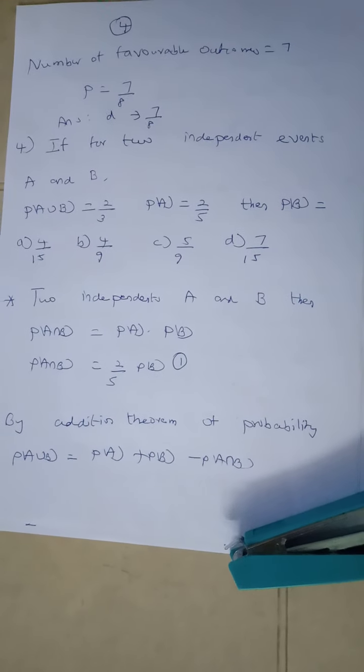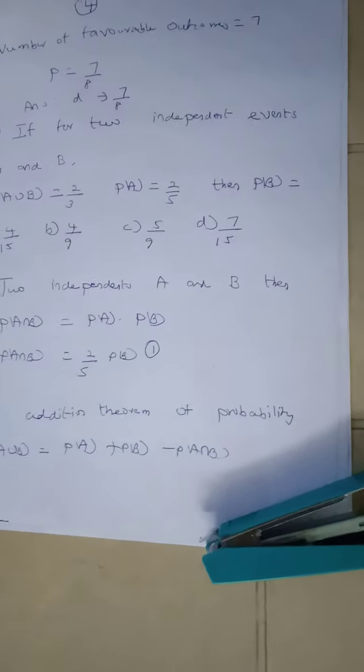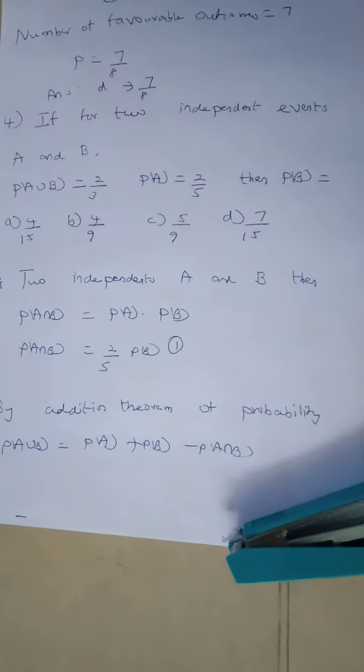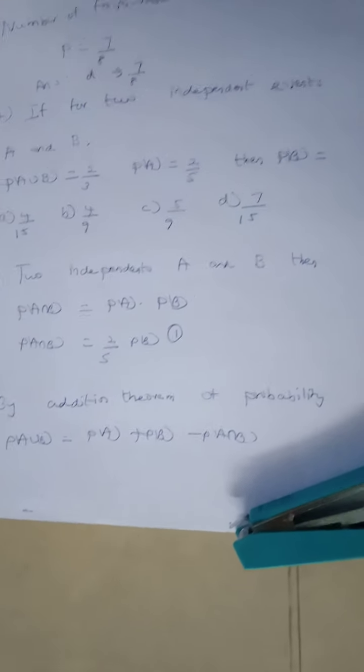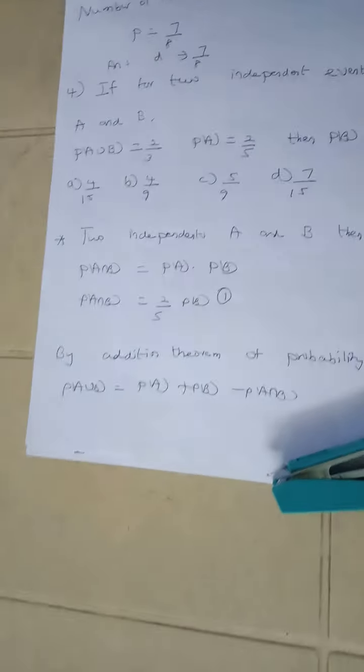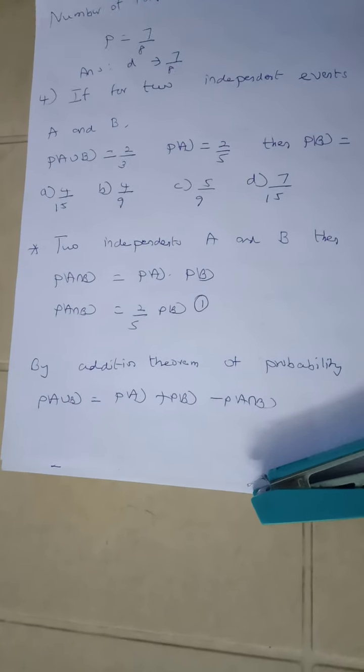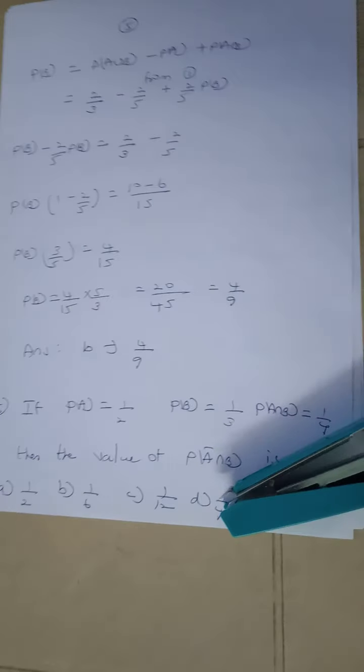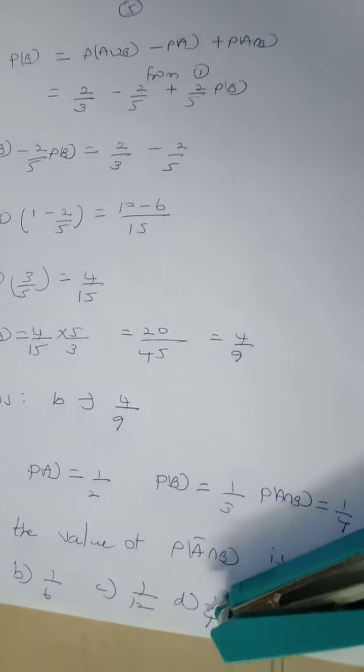Probability of A union B value is given. Probability of A we know. Probability of B we are going to find. And probability of A intersection B, what we have found, is 2 by 5 into probability of B. That we are going to substitute in equation 1. So probability of A union B is equal to probability of A plus probability of B minus probability of A intersection B. So we need to find probability of B.